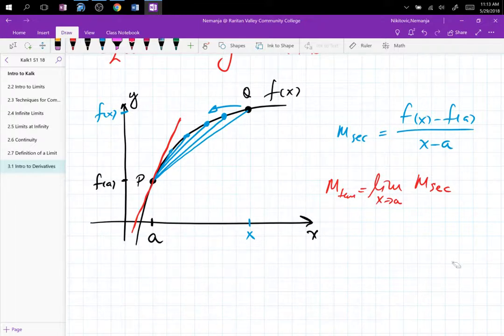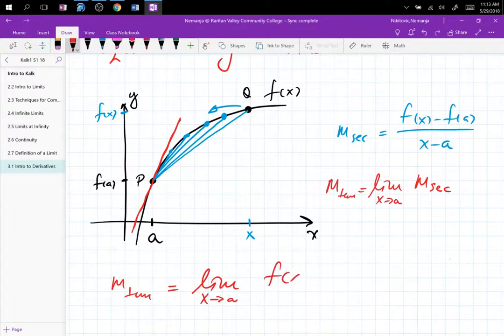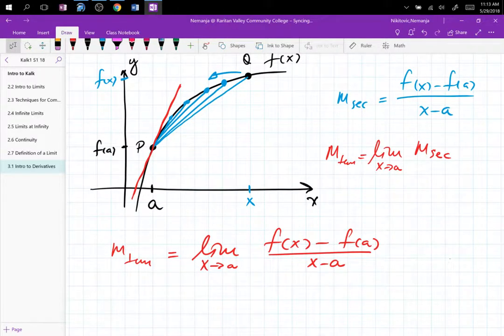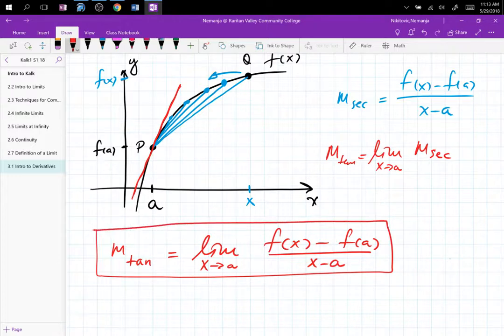So now, what is this m tangent? M tangent is going to be the limit as x goes to a of f of x minus f of a divided by x minus a. That's what it is. And actually, this is the first definition of the slope of the tangent line, which we are not going to use, but it's the first definition that we write.